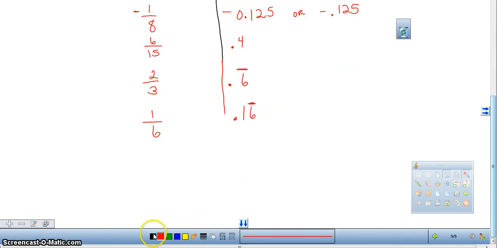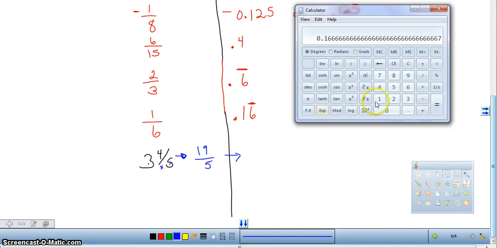Okay, and now they're going to give you some harder ones. They're going to give you problems that are like 3 and 4/5. Well, before you can do this one, you need to be able to change it. So I'm going to change that. I'm going to make this, remember I take 5 times 3 is 15 plus 4 is 19 over 5. Okay, and then I change it to a decimal. So then I get the calculator and I take 19 divided by 5, 3.8.